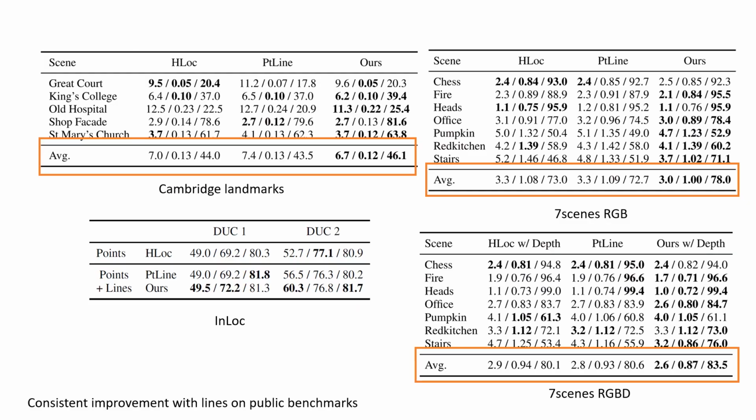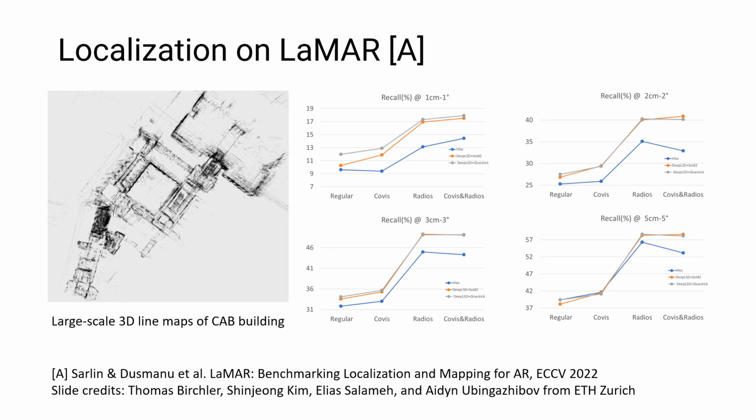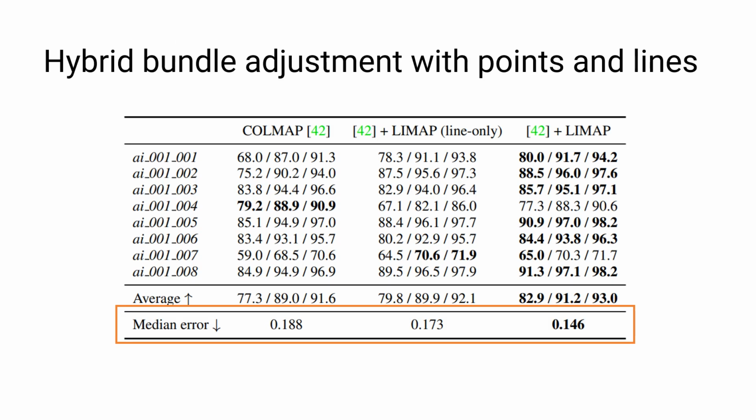This is further verified quantitatively, where our hybrid point-line localization pipeline achieves consistent improvement on multiple public benchmarks, with either RGB or RGBD images as the input for the line mapping process. We also build the 3D line maps on the new large-scale dataset LaMAR, where the improvement of line features is again significant.